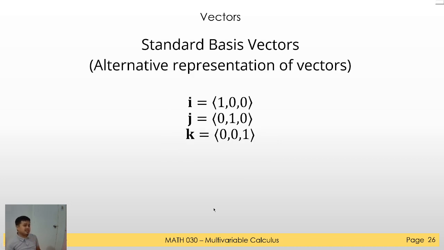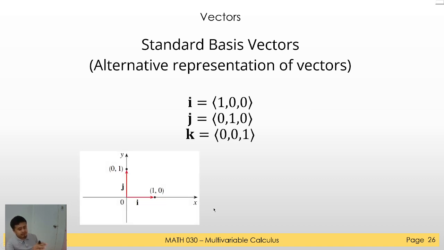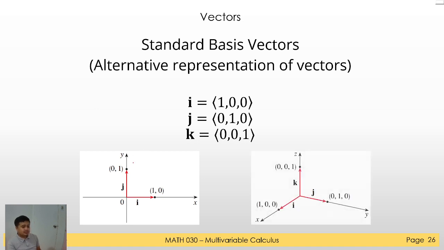Okay, so let's talk about the standard basis vectors. Basically, in simple terms, we have a representation of i with regards to the direction of the x-axis, j with respect to the direction of the y-axis, and k with respect to the direction of the z-axis. So again, we have this as x, y, and z. Formally, we call this the standard basis vectors. More on that later, in the middle part of the course.